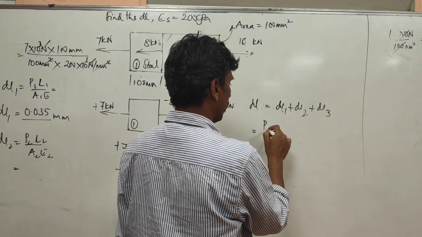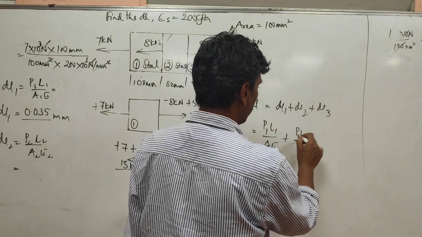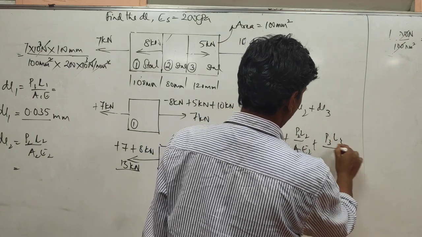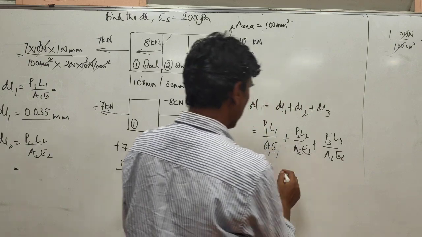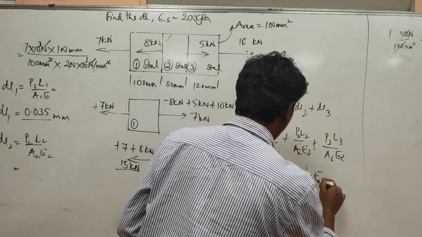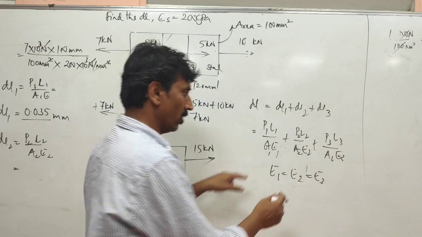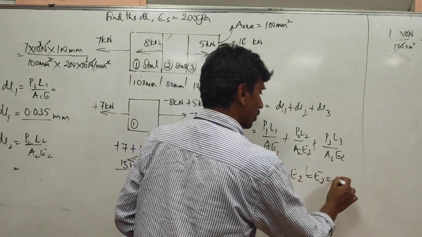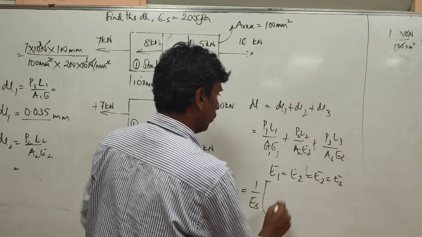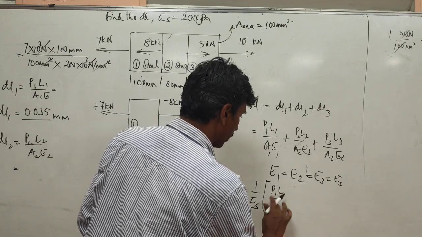So they put this as P1, L1, A1, E1, and P2, L2, A2, E2, and P3, L3, A3, E3, and then they will write E1 is equal to E2 is equal to E3, because all are steel only. This is also steel, this is also steel, this is also steel. So since all these are steel only, they will call it Young's modulus of steel. Then they will write 1 by Es is equal to like this. So P1 L1 by A1, something like this.